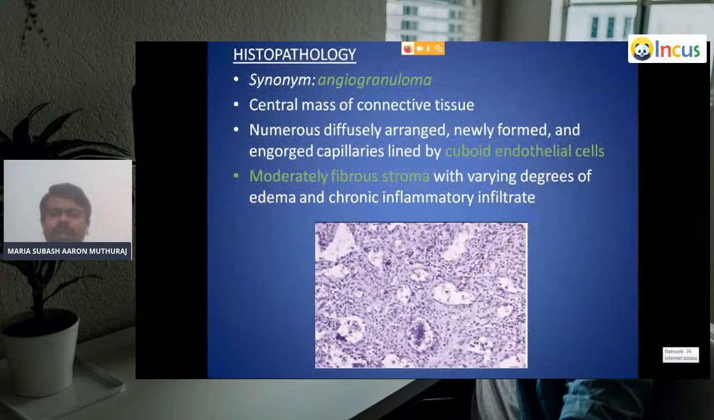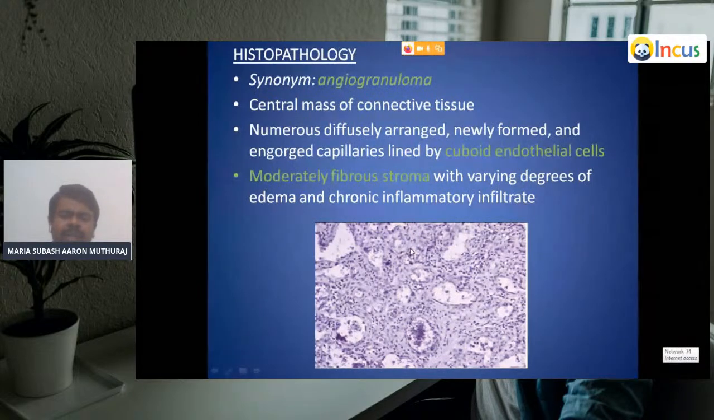Next is the histopathology. Synonym is angiogranuloma, and there is a central mass of connective tissue with numerous diffusely arranged, newly formed and engorged capillaries. You can see the histopathology in the slides.